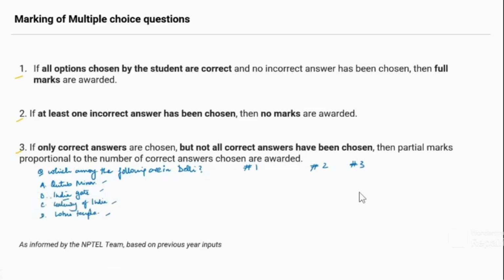Which among the following monuments are present in Delhi? Qutub Minar, India Gate, Gateway of India, and Lotus Temple. All right, a lot of people are suggesting different options. Very interesting. Okay. Great.